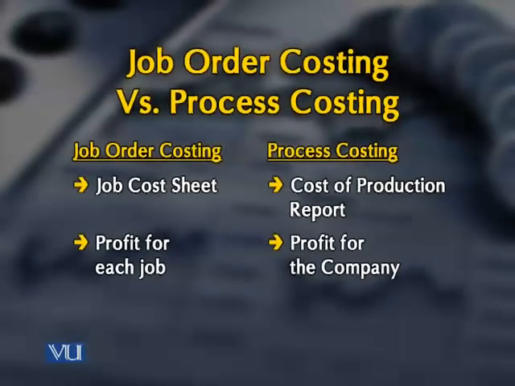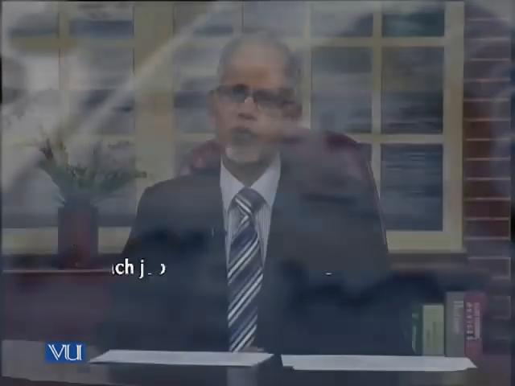The other thing is, on each job, we can work out the profit or loss. But in process costing, it is hardly possible because the final product is sold in the market. So for process 1, 2, or 3, you can't work it out because they are cost centers. They are not profit centers because they are not selling from there.